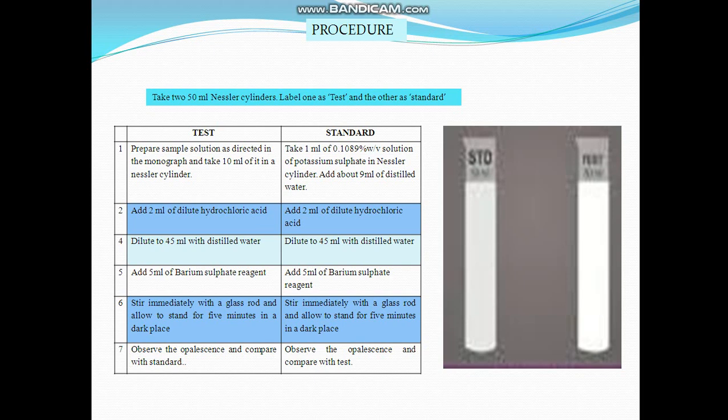Then you add 5 ml of barium sulfate reagent to both the solutions. Then stir immediately with a glass rod and allow to stand for 5 minutes in a dark place.